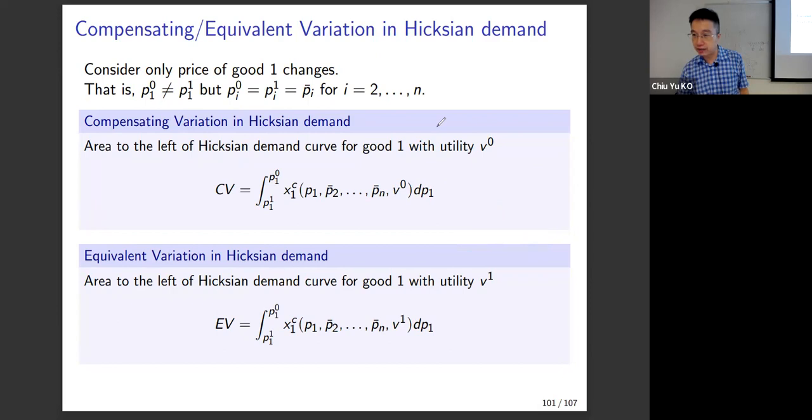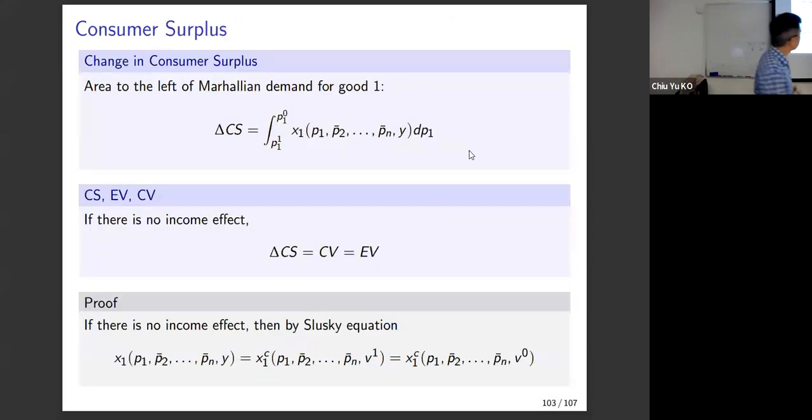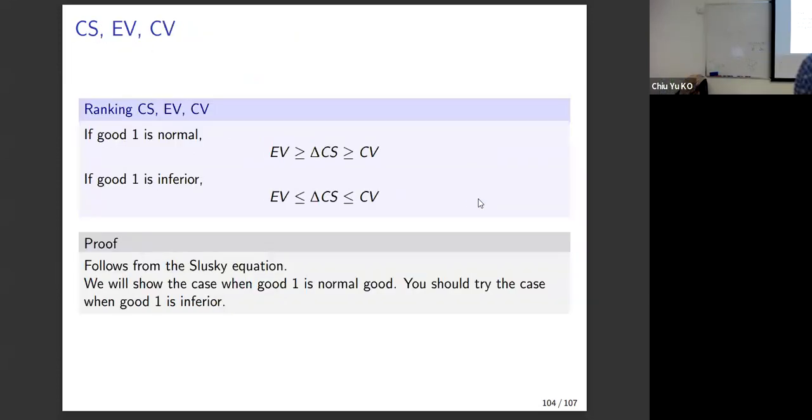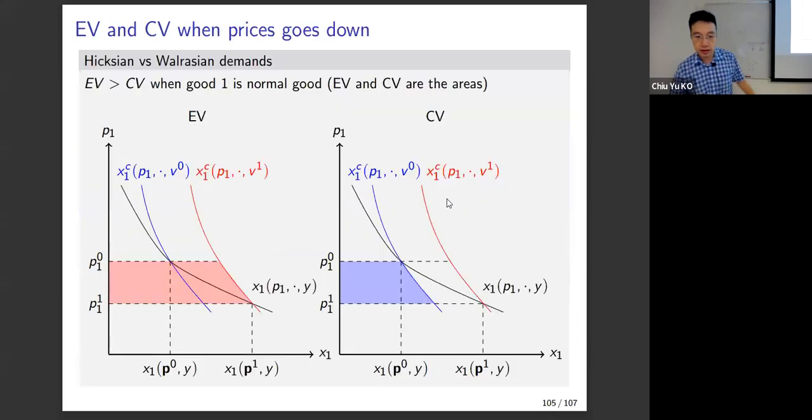I'm not going to detail here, but one thing I want to say is if there is no income effect, right? The Hicksian demand and the Marshallian demand are the same, so consumer surplus is the same as these two. Right? And you can actually prove it using a graph. If it's a normal good, okay, consumer surplus is within the EV and CV. You can actually draw it. Do I draw it? Okay, here's the case. This is the normal good, okay?